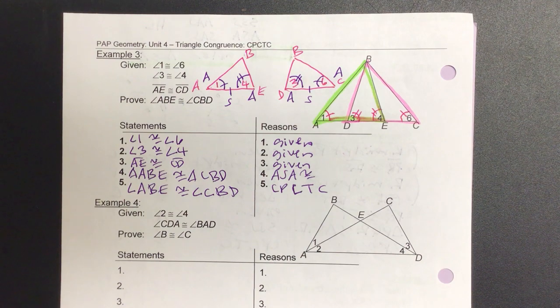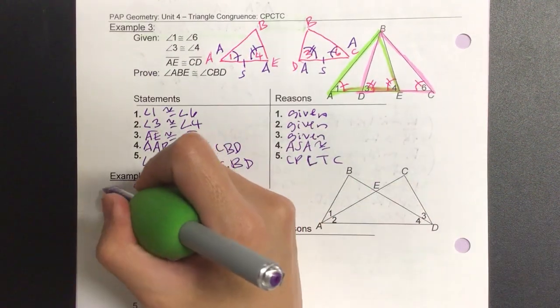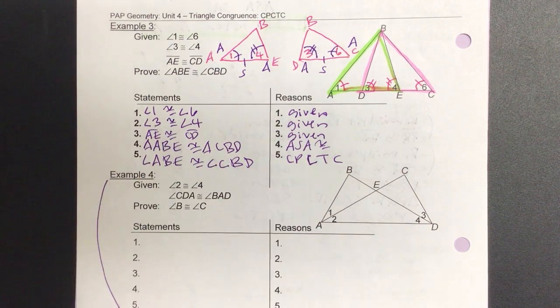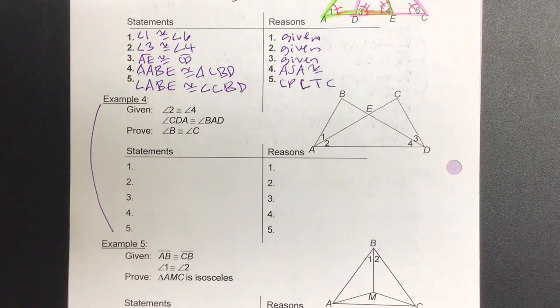So let's do our last one, which is number 4, with the neighbor. Go as far as you can. But I will first separate it.